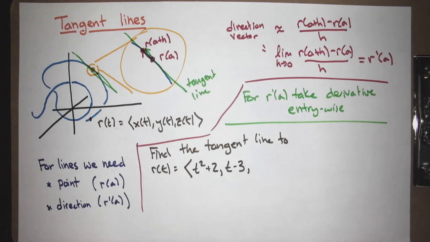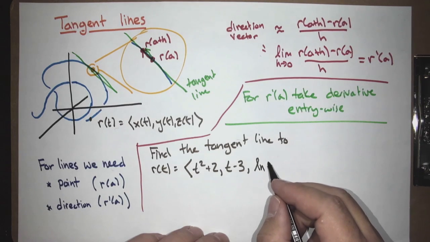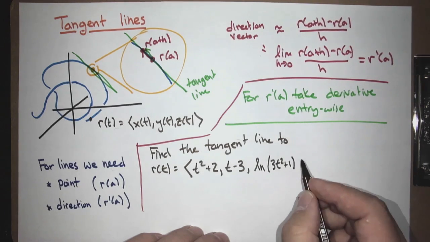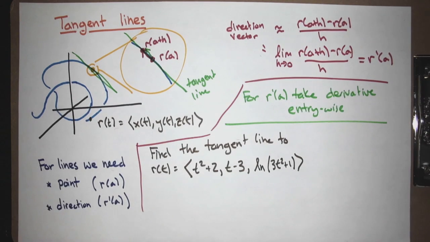Third slot. Natural log of 3t squared. Good. Now, just because I want to make sure we're defined for all t, I'll throw in a plus 1 here. That way we'll never have to worry about, like, oh, am I taking natural log of 0? Or, oh, am I taking natural log of negative? It's like, nope, we're good. Everybody's happy.